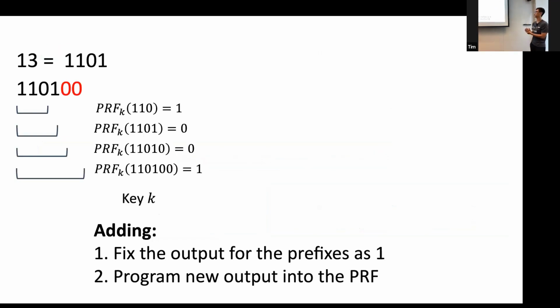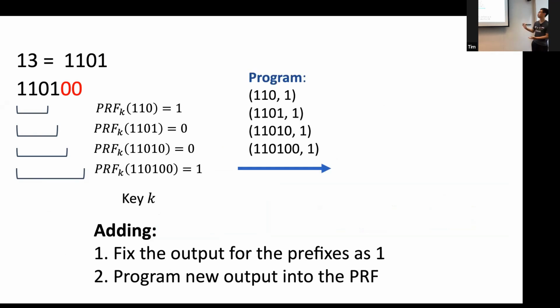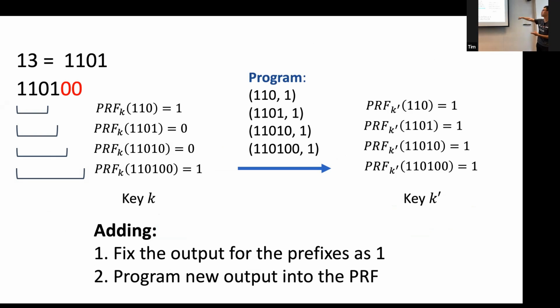And then with that programming idea, doing adding turns out to be pretty straightforward. Originally, let's say 13 is not in the set, so some prefix is not hashed to 1. We simply program them to be all 1. Just manually change the outcome of the PRF. After changing, we have a new key K prime. In this new key K prime, when we evaluate all the prefixes of 13, they're all 1 because we manually changed them. And now 13 is included in the set. So this is how we do adding.